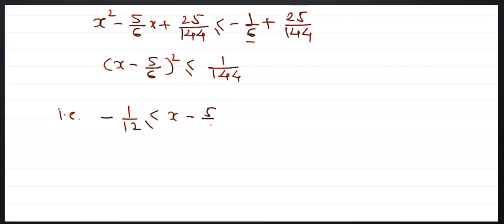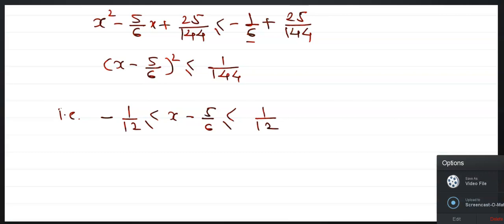Now taking the square root on both sides, then you will get... Now there is again a question from you: how does this inequality come? If you take the square root on both sides, x minus 5 by 6 less than or equal to 1 upon 12. And when it is a minus sign, then there is a reflection. That is, x minus 5 by 6 is greater than or equal to minus 1 upon 12. When we take the square root on both sides, the positive inequality remains as it is.